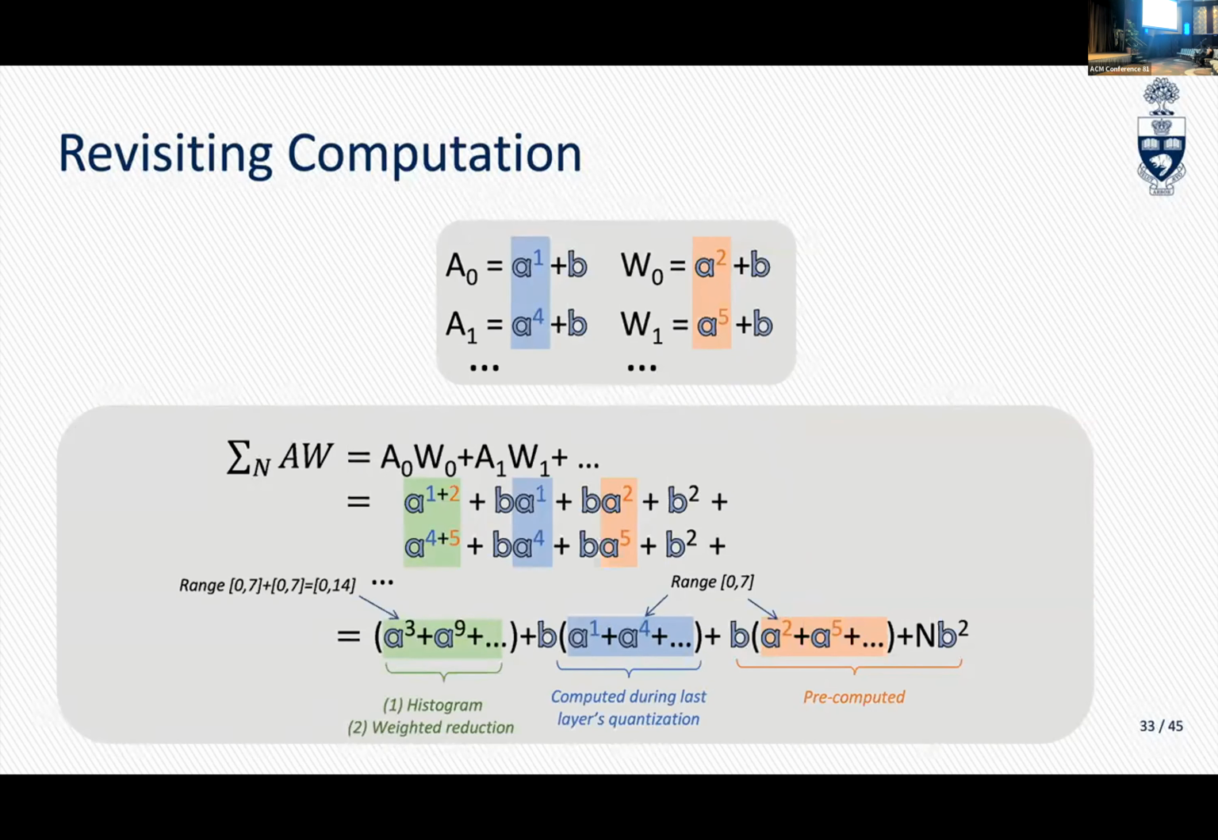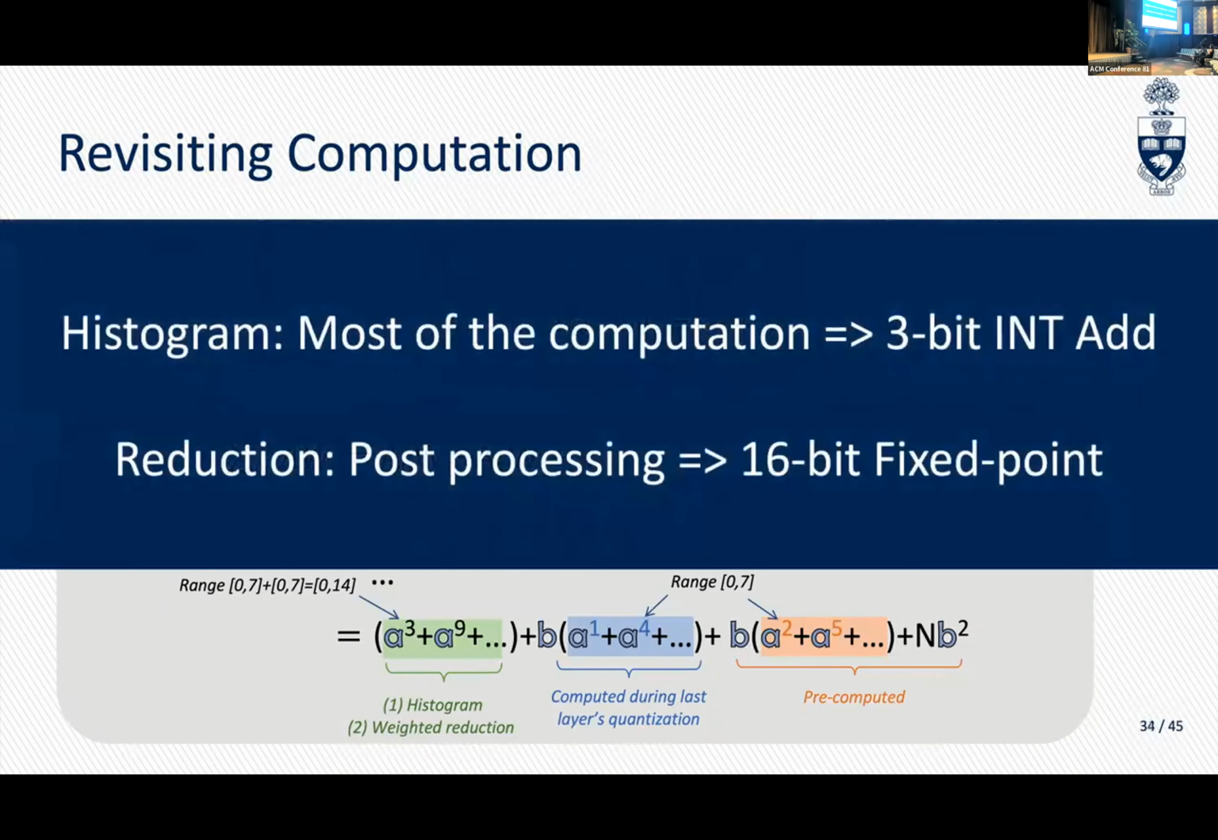the index for activations. For that, we know that the index for weight and activation, each one is between 0 to 7. So their addition would be between 0 to 14. And that will result in 15 unique pairs for this computation. Therefore, we can just count how many times each one of these happens using a histogram. And then using a weighted reduction, we just reduce this to one single number.